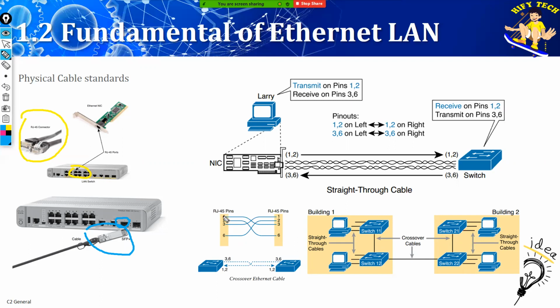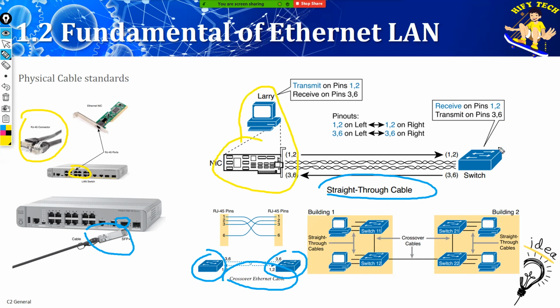We have two types of Ethernet cables: straight through cable and crossover cable. The rule of thumb is, if we have the same devices at both ends, switch to switch, we will use crossover. If the end devices are different, for example, this one is a PC, this one is a switch, we should use a straight through cable.